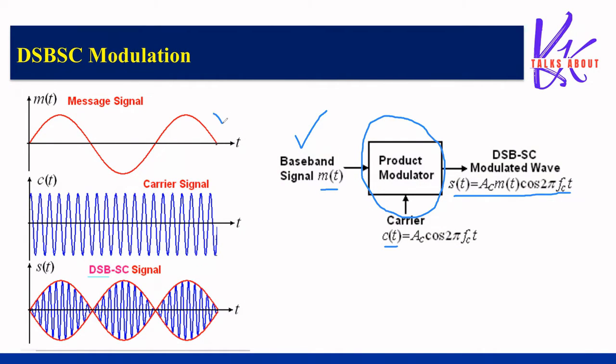Here we have a message signal, a carrier signal, and the output looks like this, where there is a phase reversal in your DSBSC modulation. This is the output we get when we do the product modulation of your message signal and carrier signal, which we term double sideband suppressed carrier.